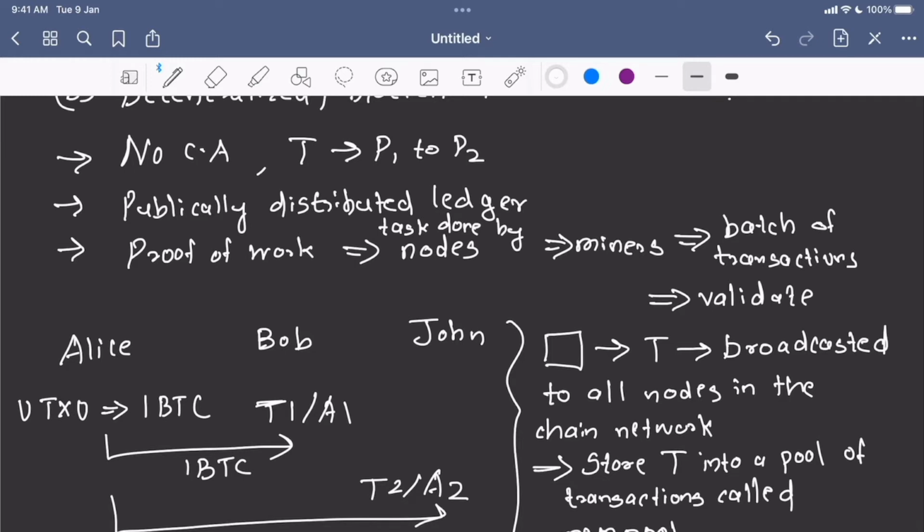unconfirmed transactions. Now let's say if both the transactions get confirmed and are mined into a new block. Just imagine if both the transactions are confirmed and mined into a new block, then we have a double spend problem here. Because Alice only had one Bitcoin, but it transferred one Bitcoin to Bob, as well as another transaction transferred one Bitcoin to John. So one more Bitcoin was generated. So if this happens, then it will be a double spending problem.